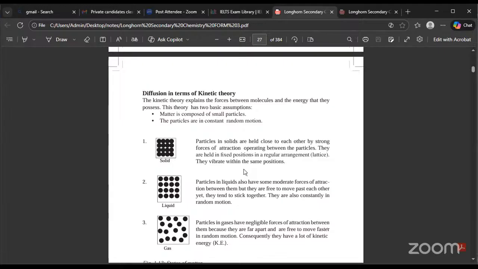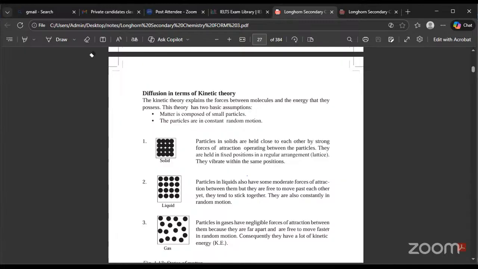When you talk about gases now, there is no attraction, or there is very small attraction. That means the molecules are very far apart from each other. So they will move faster, and of course, have a lot of kinetic energy. Now, there's a formula for calculating kinetic energy. I'll give you, it is half m v squared, so that it becomes easy to understand.